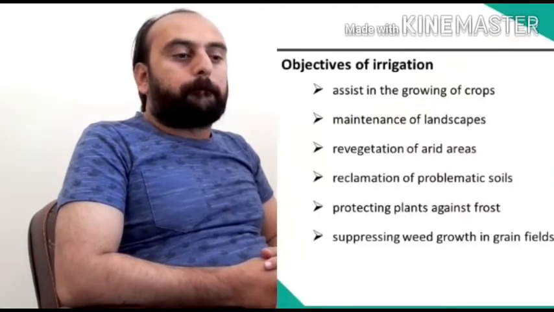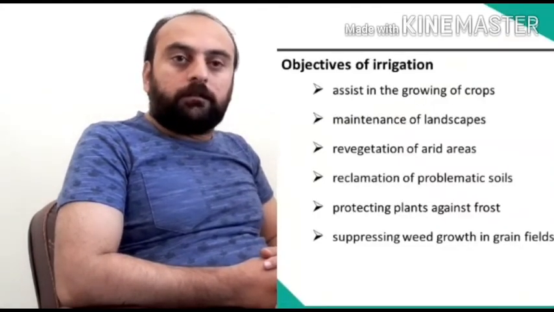Another main objective of irrigation is the maintenance of landscapes, for example, natural or man-made grasslands. And in dry areas, one of the main objectives of irrigation is revegetation of disturbed soils, or to supply water during periods of inadequate rainfall.